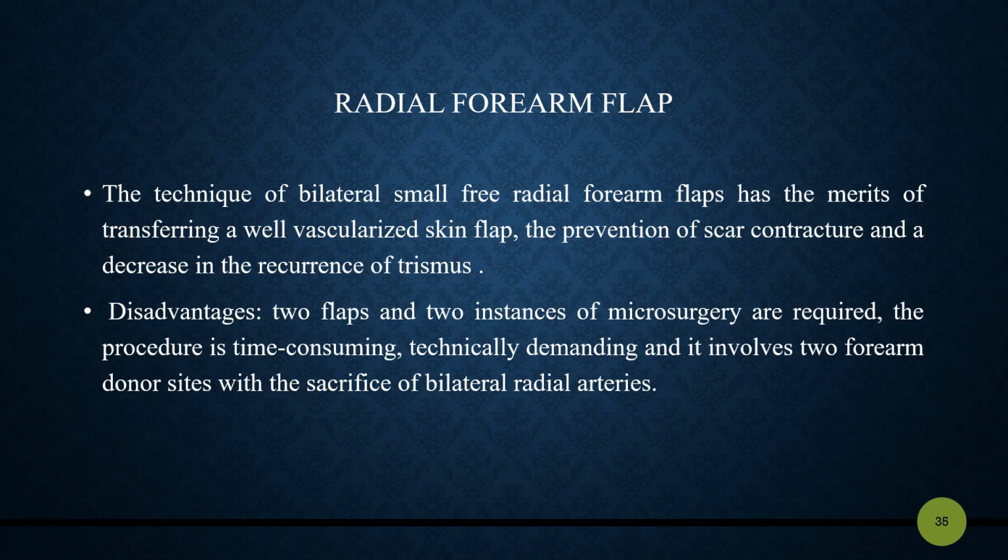Radial forearm flap. The technique of bilateral small free radial forearm flap has the merit of transferring a well-vascularized skin flap. Thus, it prevents scar contracture and there is definitely a decrease in the recurrence of trismus. However, there are also a few disadvantages with this technique. We use two flaps here, so two instances of microsurgery are required, and the procedure is time consuming and technically demanding. It also involves two forearm donor sites, thus we are sacrificing the bilateral radial arteries.